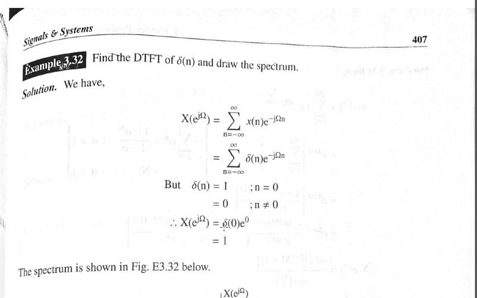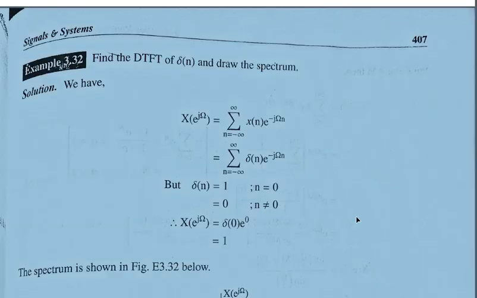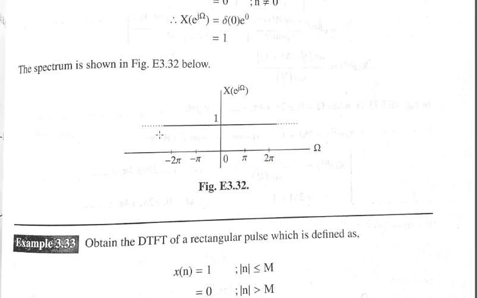So x of e raised to j omega is del of 0 times e raised to 0. So its value would be 1. This is the same as the Fourier transform, where the Fourier transform of del of t was equal to 1, and similarly the discrete time Fourier transform of del of n is equal to 1.